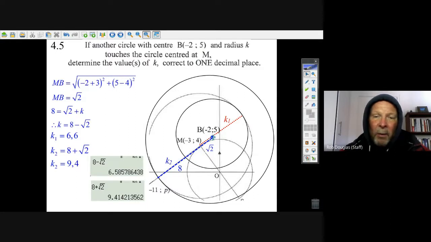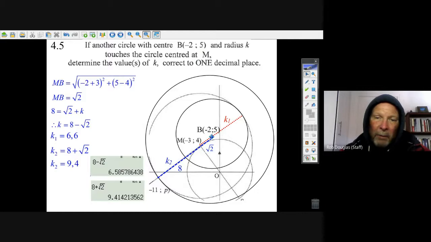Now, if I'm going for just the small circle with this red line here, I start at this center and I would go out and it would get this big. How big is that? Well, there's a distance of 8. That's the radius of the circle centered at M. And then I just subtract √2. Well, there it is, 6.6 units. I did that on my calculator, 6.6 units to the nearest tenth.